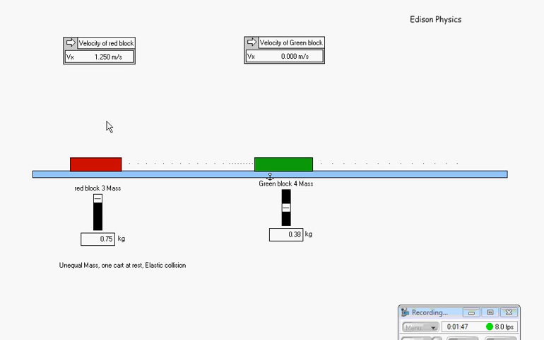Here's our initial velocity conditions for both blocks. Here are our conditions after they collide. What can you say about the total momentum of the system in this collision?